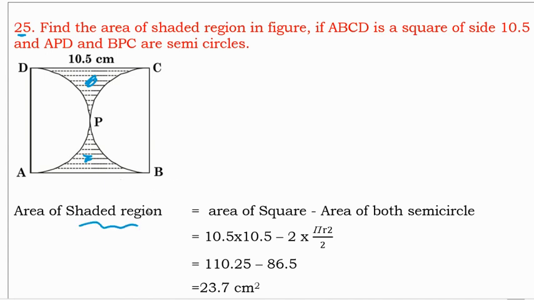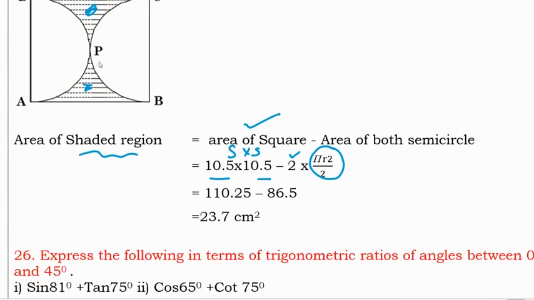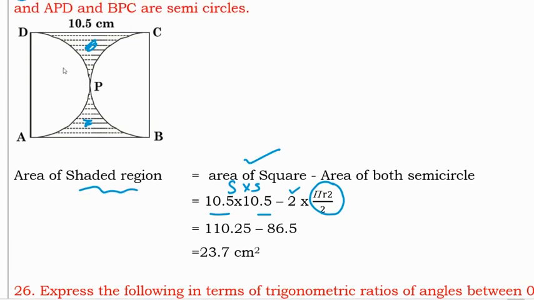We know the formula for the shaded region: area of square minus area of two semicircles. The area of the square is side into side, which is 10.5, and the area of a semicircle is pi r square by 2, and we have two semicircles. Replacing the value of the side, which is 10.5, and the radius will obviously be half of 10.5. After calculation we'll get the value of the shaded region as 23.7 centimeter square.